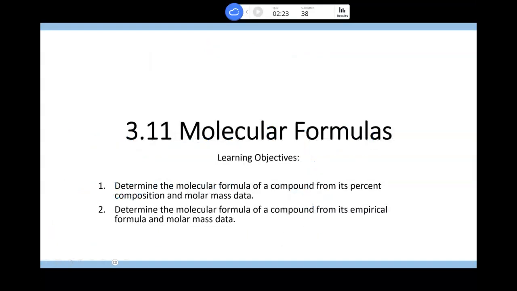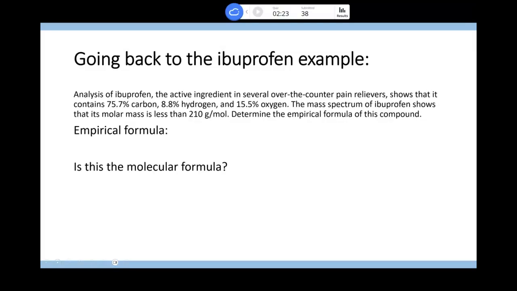Okay, so now this is the empirical formula. This second to last section will determine the molecular formula from its percent composition and molar mass data or empirical formula. So going back to this ibuprofen example, we determined the empirical formula is C13H18O2.